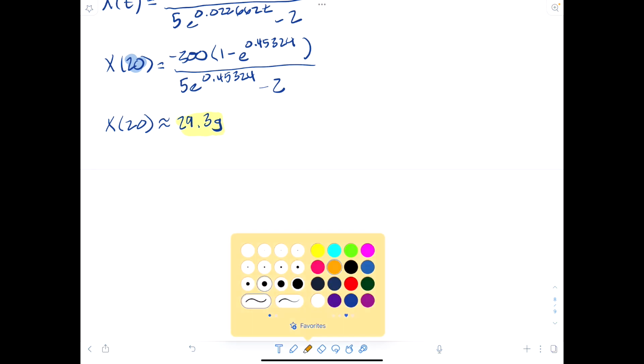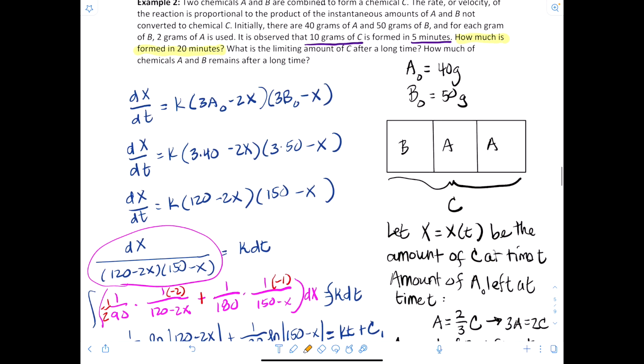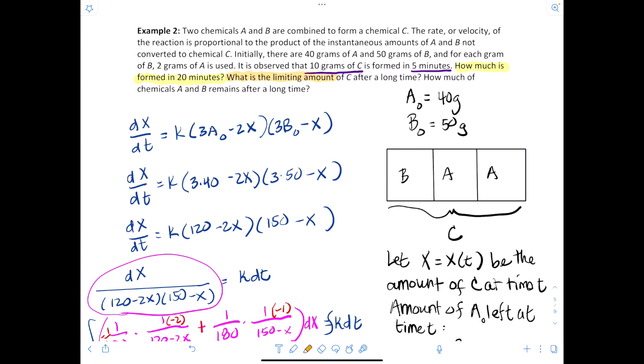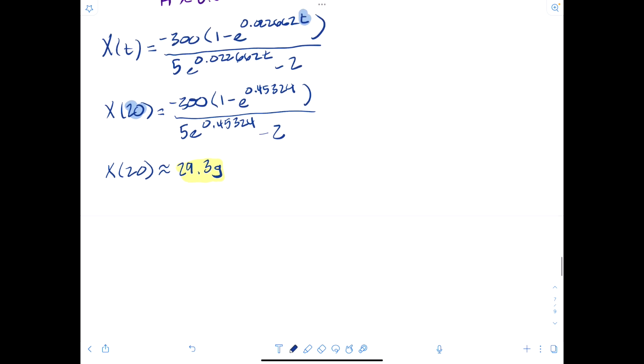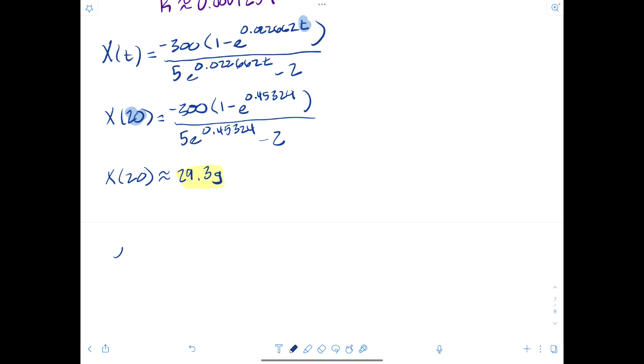And then next up, we're looking at what is the limiting amount of C after a long time. Okay, so a long time means we send T to infinity, right? So looking at our regular X of T, we would say the limit as T approaches infinity of X at T equals, well, if you take a look at this, you're going to end up with infinity over infinity, which is an indeterminate form. So we can apply L'Hopital's rule, right? Because we got infinity over infinity.